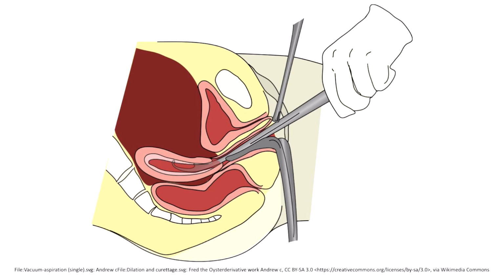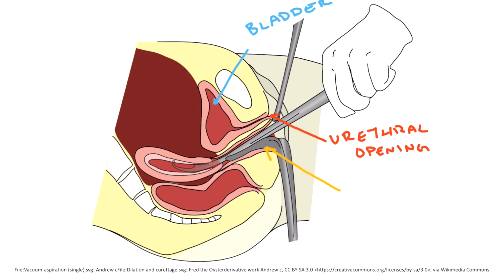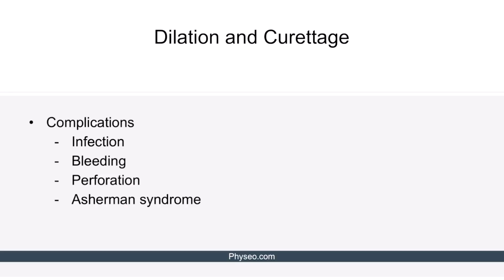Now, here's a figure depicting the basic premise of D&C. Now, by means of orientation, here's the bladder and the urethral opening, and the vaginal opening, the cervix, and we can see the uterus and the rectum. Now, as mentioned on the previous slides, various tools are placed in the vagina and used to dilate the cervix and then evacuate the contents of the uterus and then scrape the inner uterine wall to ensure that all products of conception are removed.